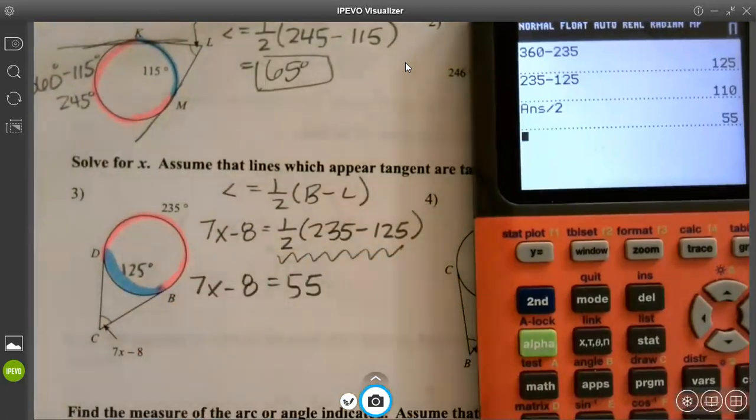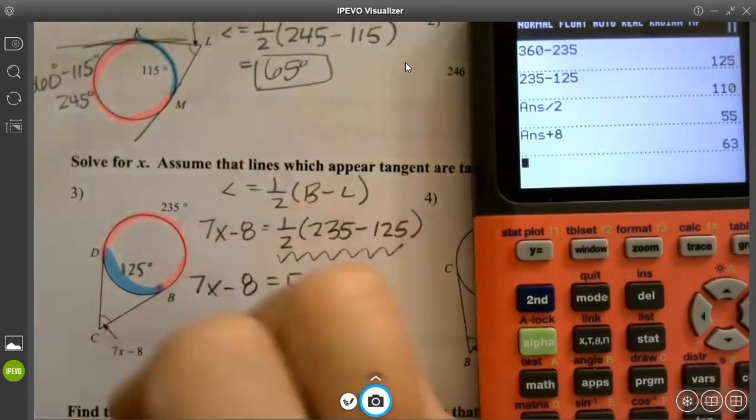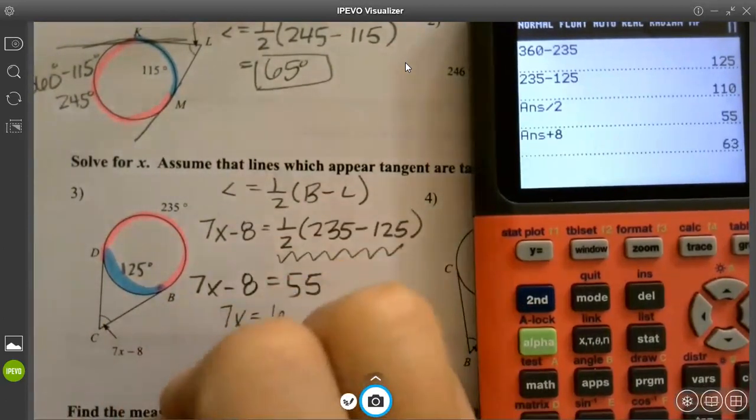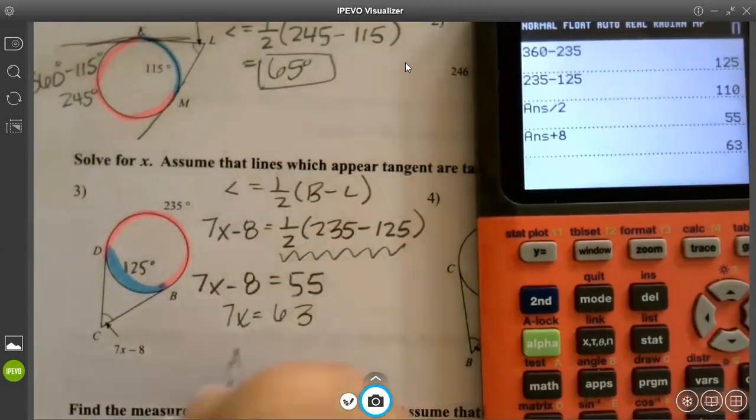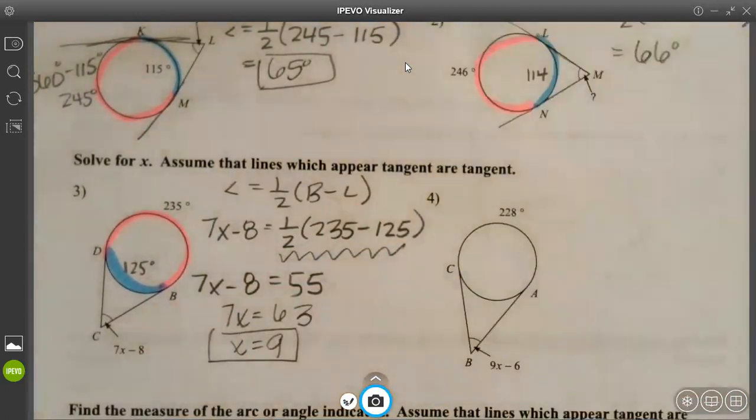Sorry, I was running out of lid. And then we're going to solve. We're going to add 8 to both sides, and we get 7x equals 63. And then divide by 7. And it said solve for x, so we're done.